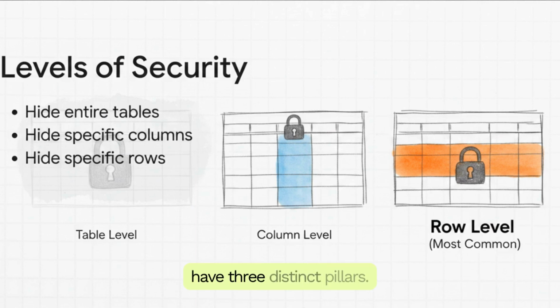Well, we basically have 3 distinct pillars. Scenario 1 is table-level security. This is for those extreme cases where a table contains highly sensitive finance or contact data, and you literally hide the entire table from certain users. Scenario 2 is column-level security. Maybe the employees table is totally fine for everyone to see, but the salary column needs to be hidden. But scenario 3 is by far the most common, and that is row-level security.